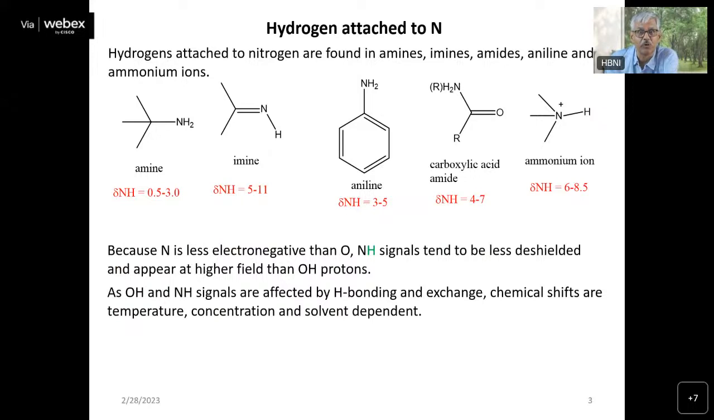But if you compare with oxygen, as nitrogen is less electronegative than oxygen, you will always see the NH signals tend to be less deshielded and appear at higher field than the OH proton. And as I have told earlier, OH and NH signals are affected by hydrogen bonding and exchange. Chemical shifts are also temperature, concentration, and solvent dependent.